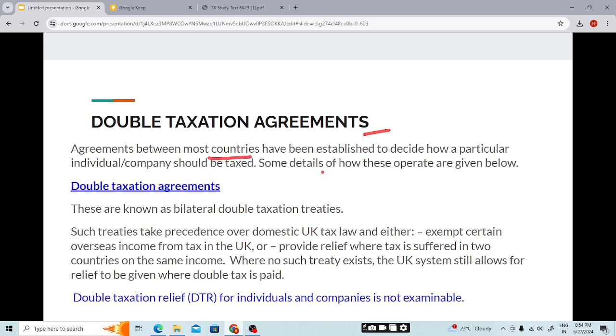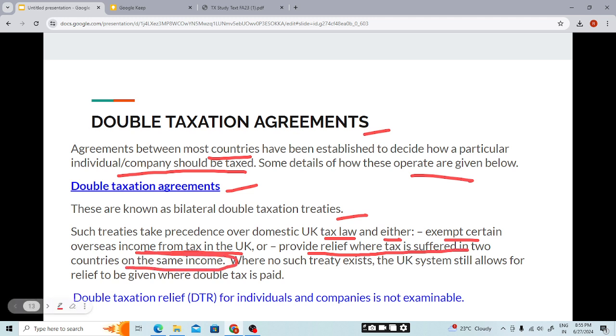Agreements between most countries have been established to decide how a particular individual or company should be taxed. Some details of how these operate are given below. The double taxation agreements are also known as bilateral double taxation treaties. Such treaties take precedence over domestic UK tax laws and either exempt certain overseas income from tax in UK or provide relief where the tax is suffered in two countries on the same income.